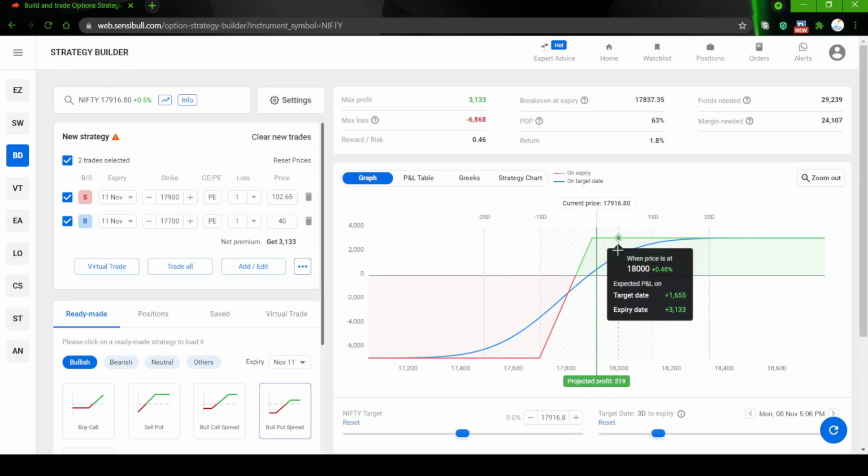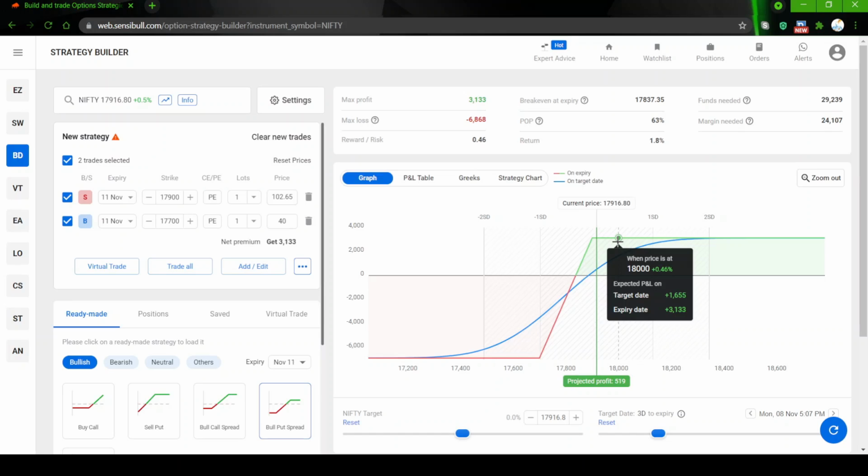Okay. So here, just to go a little bit more in detail, consider the market is shooting up on Monday. When it opens on Monday, the market shoots up, so it goes to 18,000. When it goes to 18,000, our profit on that day will be around 1,655 because still there are 3 more days left for expiry. We are seeing the profit on Monday.